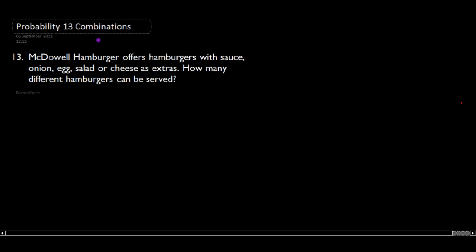This is a combinations problem, okay, because if you have sauce and onion, it's the same as onion and sauce in a burger. It's still going to taste the same. So we need to work out the combinations, not the permutations that are on offer here.